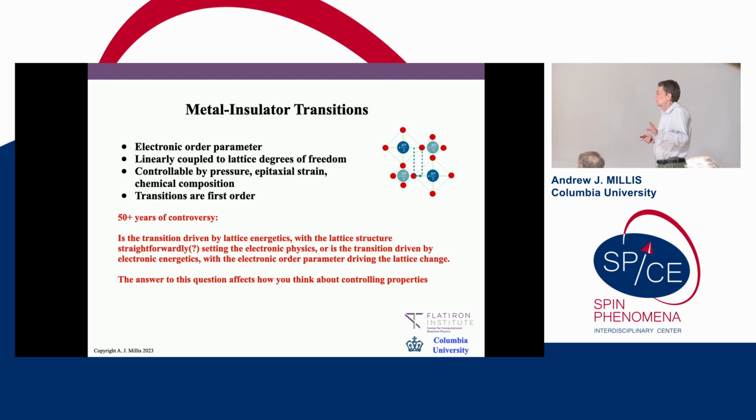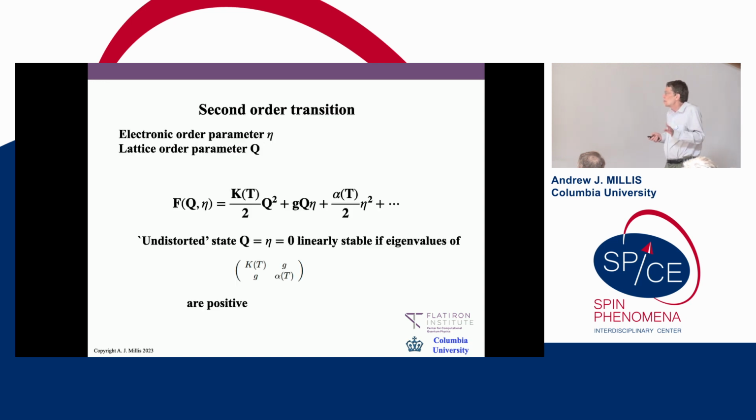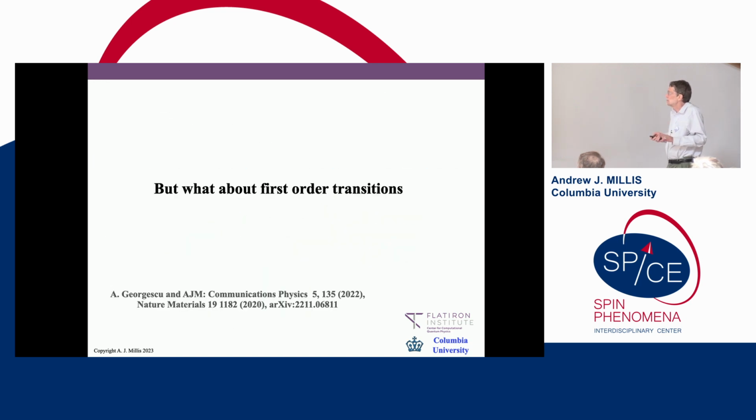OK. So you've got an electronic order parameter. It's linearly coupled to lattice degrees of freedom. It's controllable by pressure, strain, et cetera, and first order transition. OK, so let me just skip over this because I'm going to run out of time and say that we're dealing with first order transitions here, right? And so how you think about first order transitions, it was explained by Alex Georgescu in this paper.